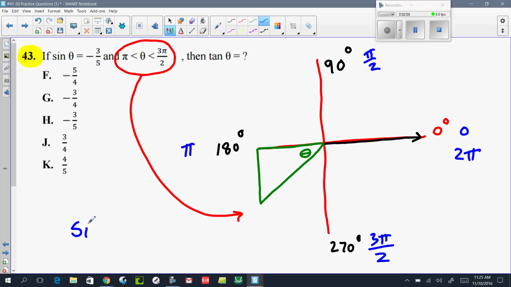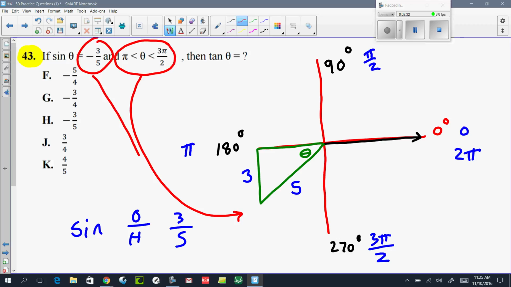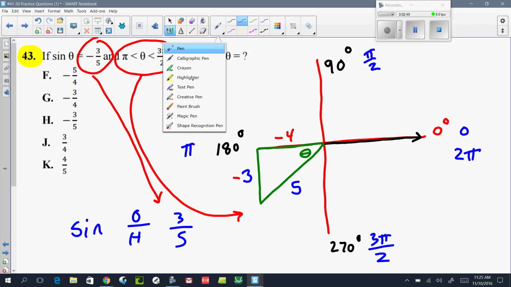We remember that sine is opposite over hypotenuse. So based on this angle, the opposite is 3 and the hypotenuse is 5, and those values come from this right there. Now, the negatives will fall into place. Looking at the coordinate plane, this would be -3 because we're down 3. We can also use special right triangles to show that this is -4. So we have a 3, 4, 5 triangle based on theta in quadrant 3.